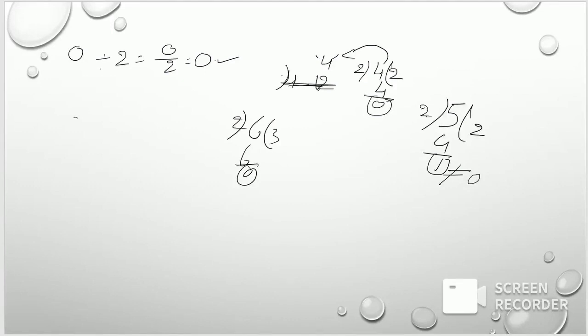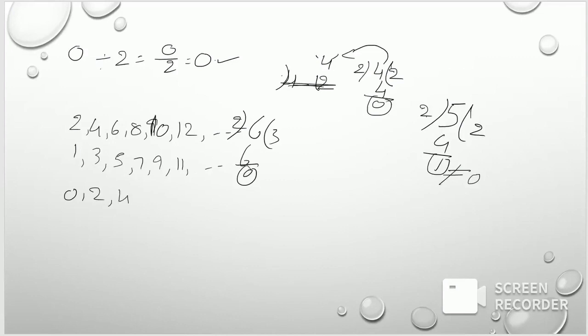According to the natural numbers, the even numbers are 2, 4, 6, 8, 10, 12, and so on. Odd numbers are 1, 3, 5, 7, 9, 11, and so on. According to the whole numbers, the even numbers are 0, 2, 4, 6, and so on, and the odd numbers are 1, 3, 5, 7, 9, 11, and so on.